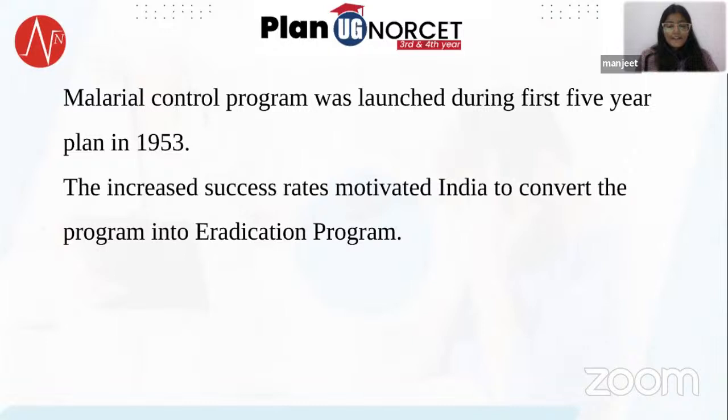So the first 5-year program was launched in 1951. Later, these 5-year plans, which were launched by the Planning Commission of India, were replaced by Niti Aayog in 2015. So we have discussed another very important question from NAWSET point of view: when was the Planning Commission of India replaced? It was replaced by Niti Aayog in 2015.